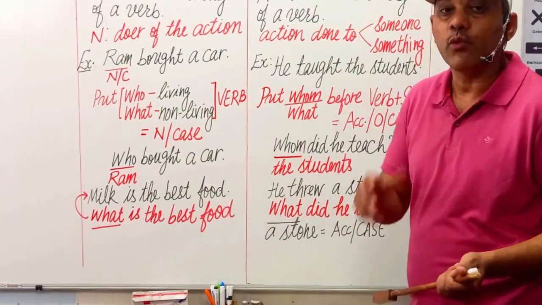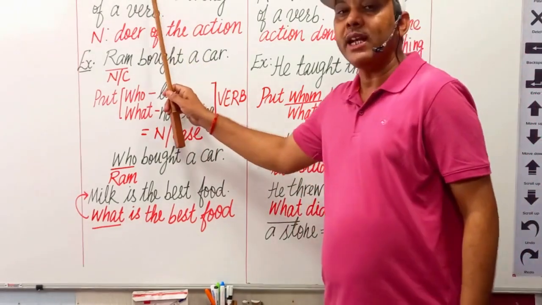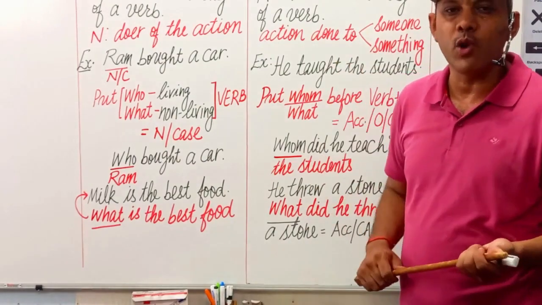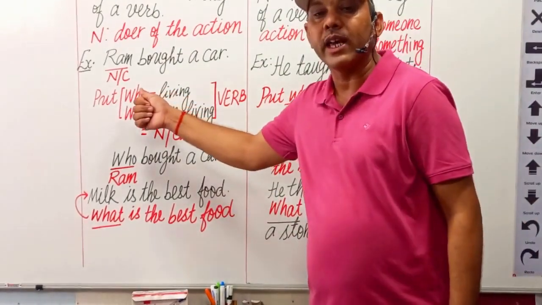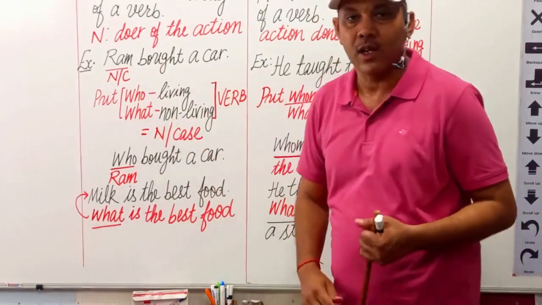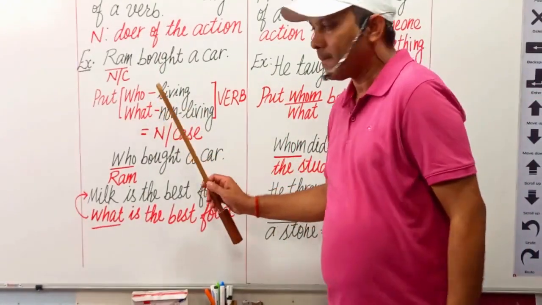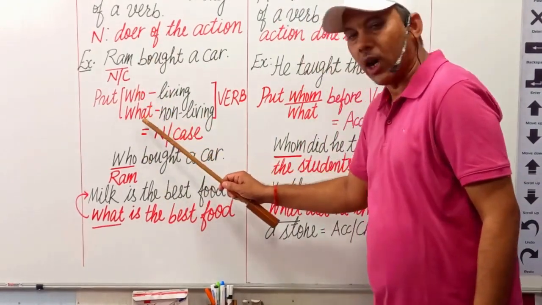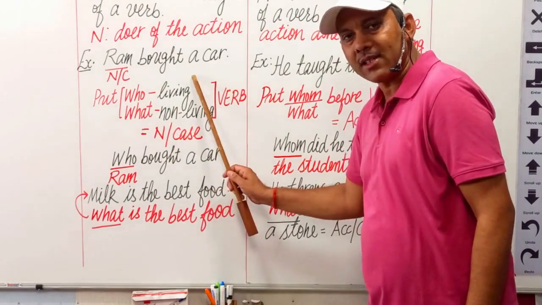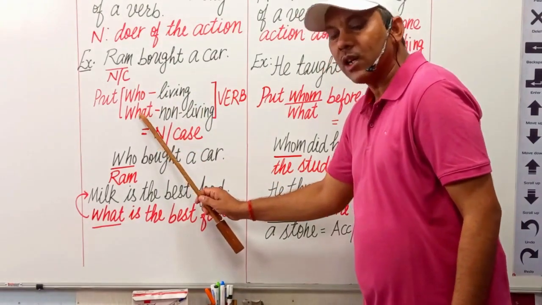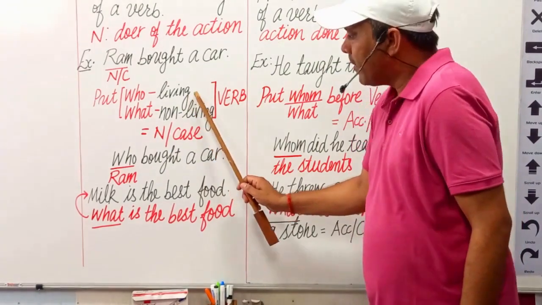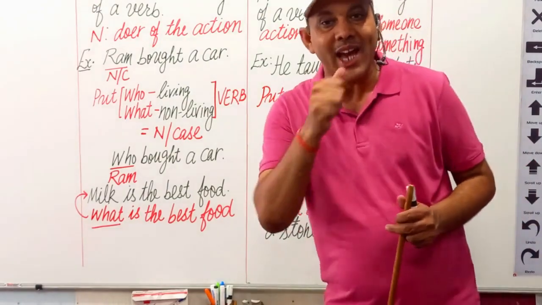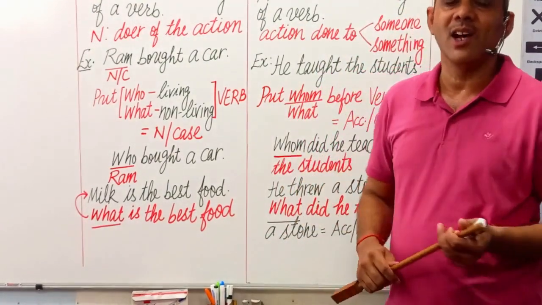How can we know which word is acting as the nominative case or subjective case of noun? There is a very clear-cut formula to know about the nominative case of noun in a sentence. What is that formula? Let us discuss. Read the sentence and then put who or what. Put who for living things and put what for non-living things before the verb of the sentence, and then the answer you get will be the nominative case of the noun.